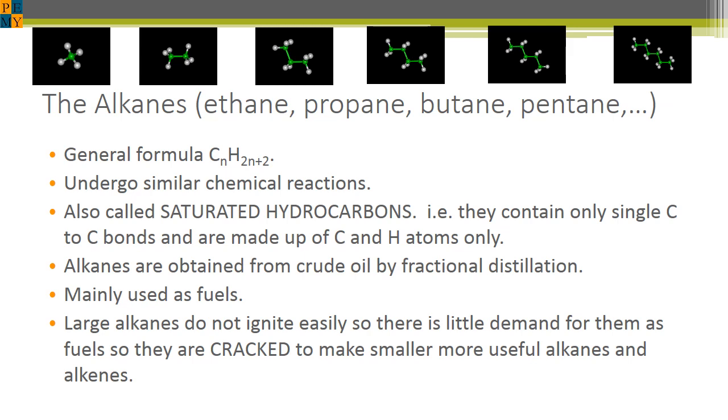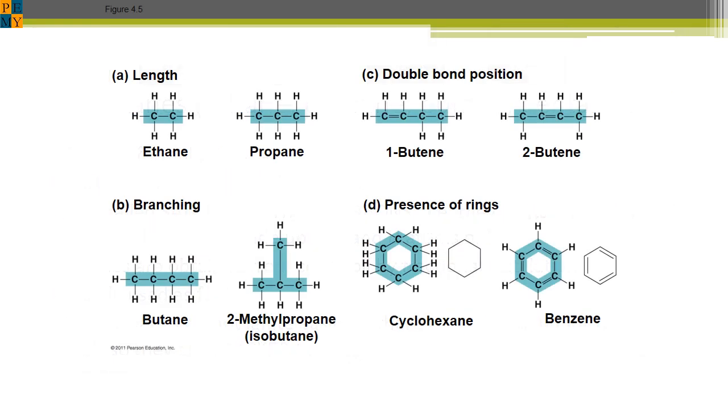They're also called saturated. This means that they don't have any double bonds. Alkanes are obtained from crude oil distillation processes in refineries. They're mainly used as fuels, and the number of carbons in an alkane can be quite large, but there's not a lot of demand for them because they don't burn. The largest typical alkanes that are used are waxes.